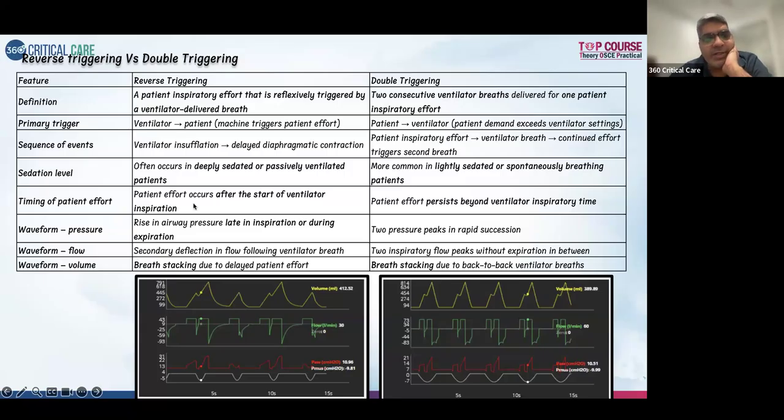Now timing of patient effort, again the same thing, we're going around in circles. The patient effort occurs after the start of the ventilator inspiration.